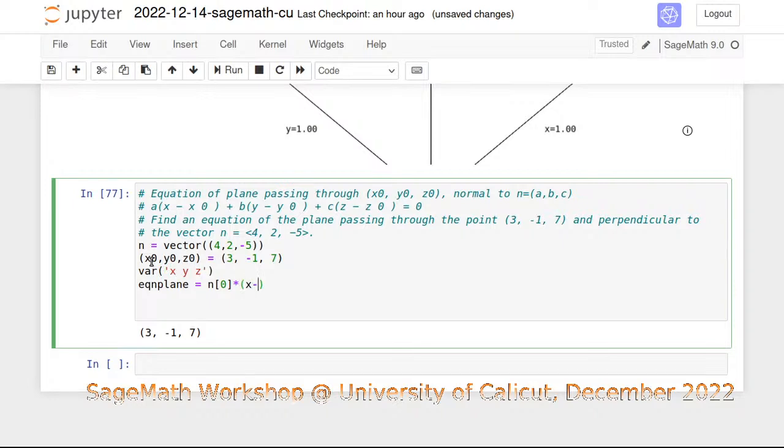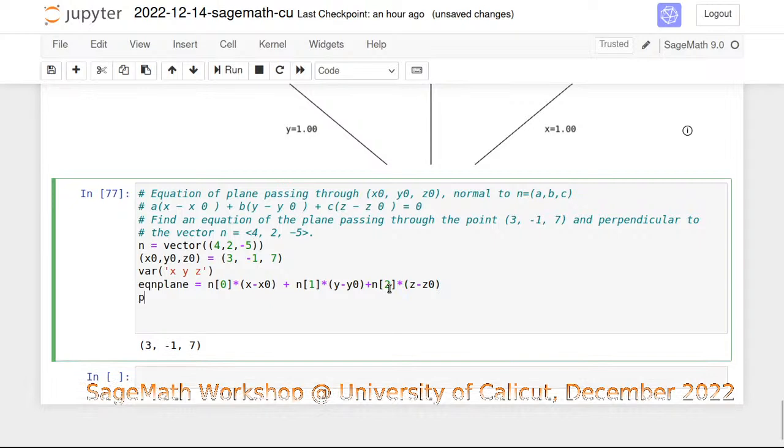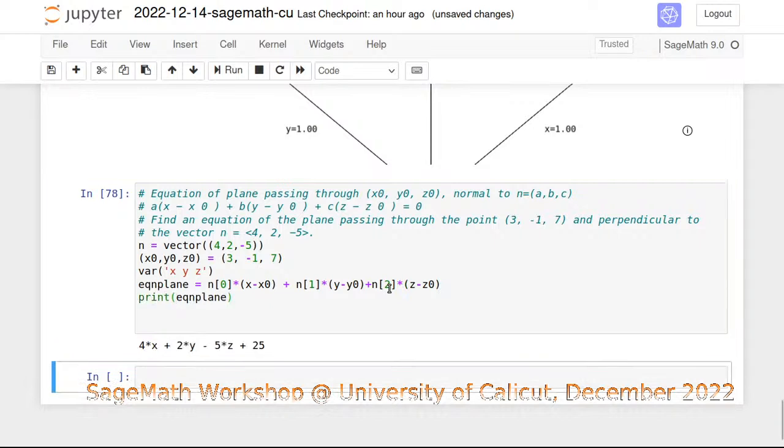n x minus x naught plus n1 star y minus y naught plus n2 star z minus z naught, and the equation of the plane is here.